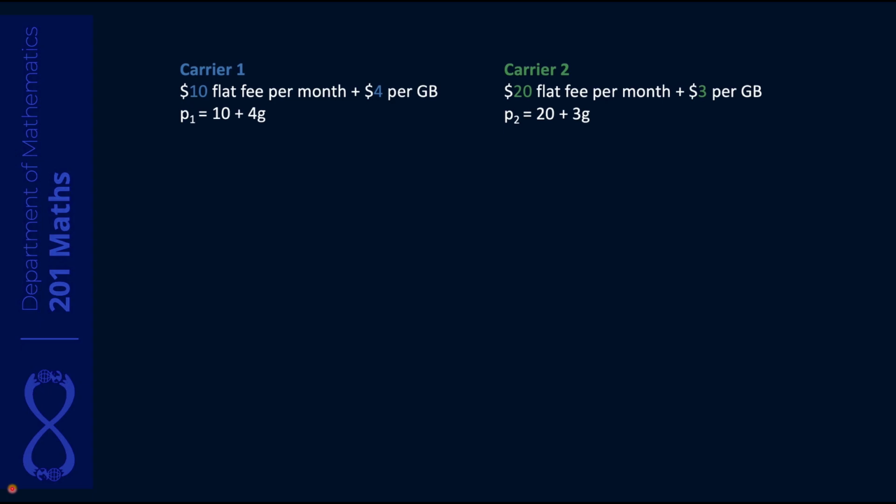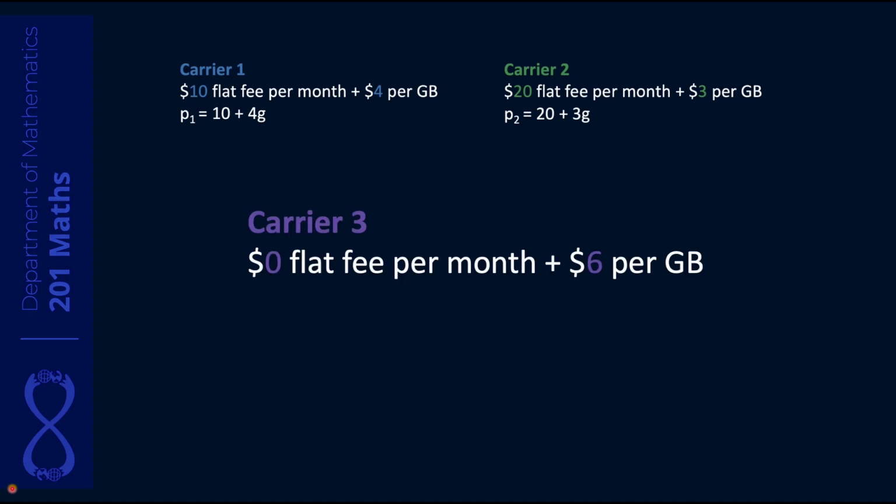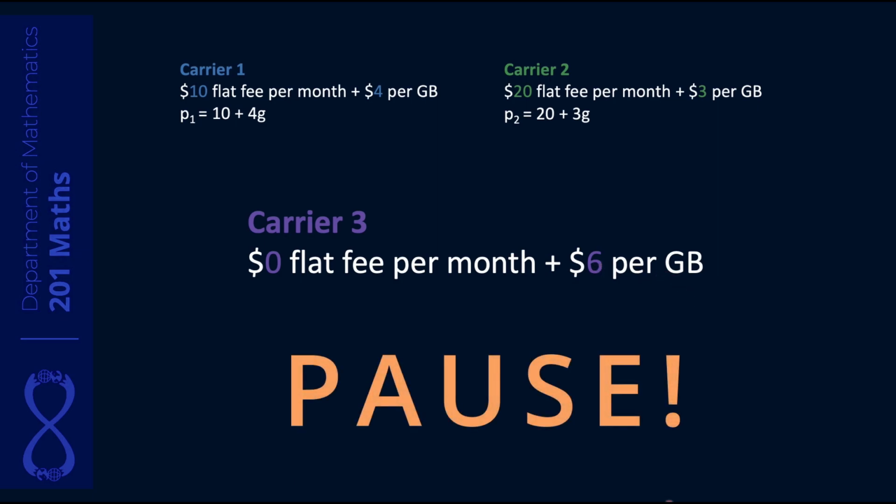Let's now assume that we have a third carrier that charges no flat fee, zero flat fee, but then is more expensive, charges $6 per gigabyte of data. Now pause the video and write the equation for this third carrier.